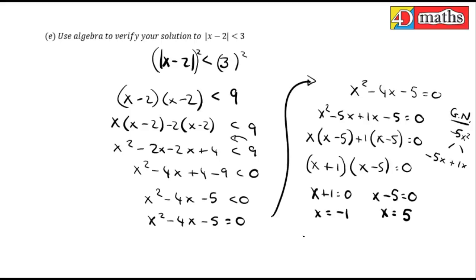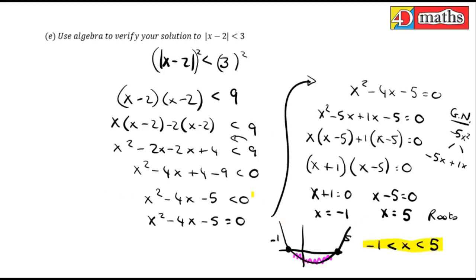So what do we do at this stage? We draw the quadratic, and we know this is where the roots are. These are called roots. So roots are at minus 1 and 5. And we draw the quadratic. What does the inequality say? It says the quadratic is less than 0. So where is it less than 0? It's less than 0 down here. It's all the values between minus 1 and 5. And that's exactly the same answer we got when we looked at the diagram in the previous part of the question.